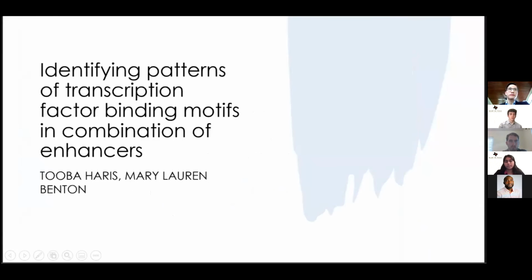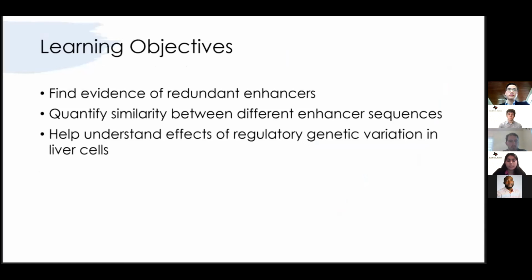Yes. Okay, I'll start. Hi, my name is Tuba Harris. I'm in the Benton Lab at Baylor University. For our research, we are identifying patterns of transcription factor binding motifs in a combination of enhancers. In the Benton Lab, we are trying to find evidence of redundant enhancers, and quantifying the similarity between different enhancer sequences will help us better understand how enhancers cooperate to regulate genes. It can also help us understand the effects of regulatory genetic variation in liver cells.